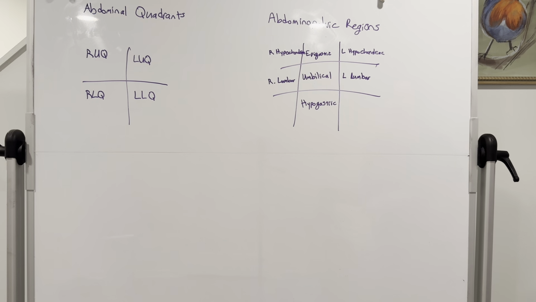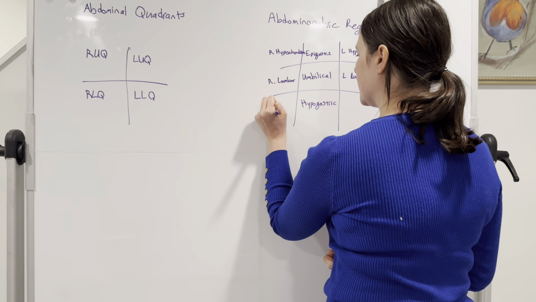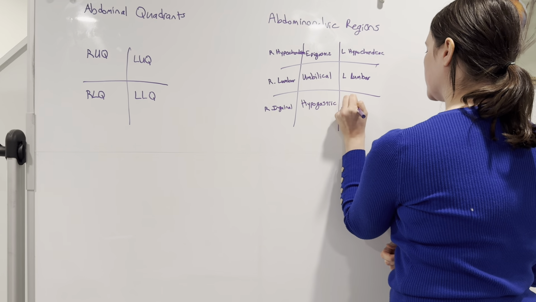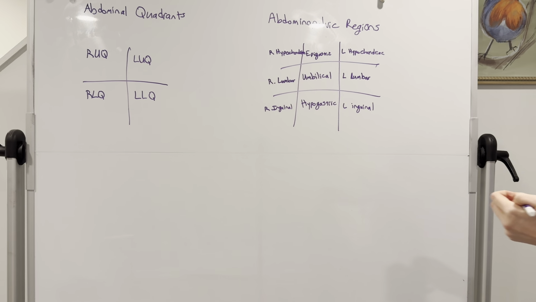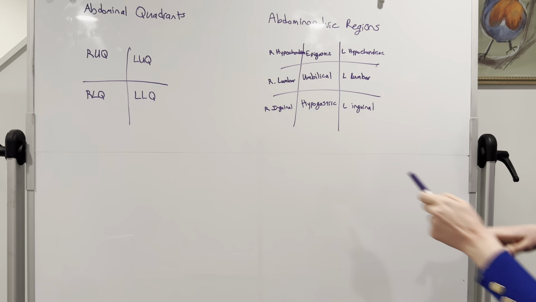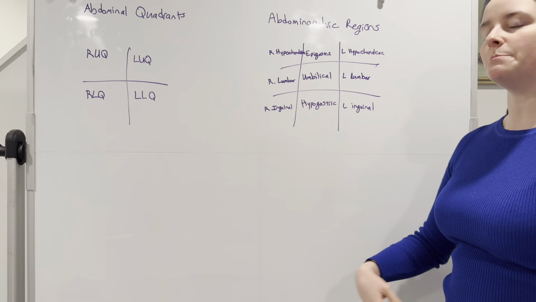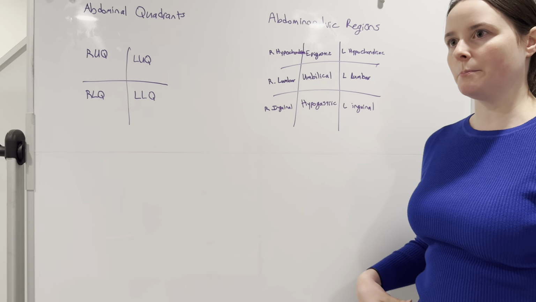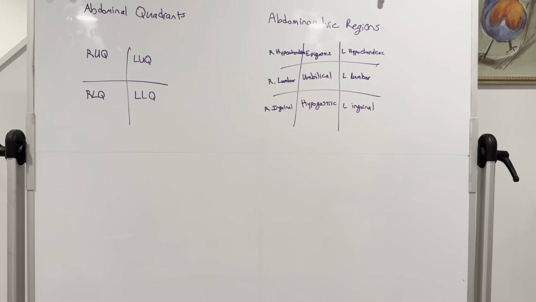And then the lowest ones are going to be the inguinal. So right inguinal and left inguinal regions. Inguinal is like in the groin area. So the groin area is where the legs meet with the trunk. So it's right above that area, at the very bottom of the pelvic area. Right and left inguinal region.